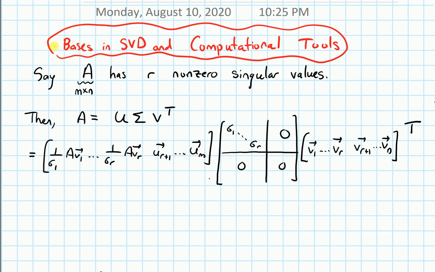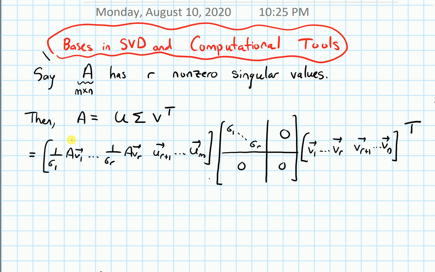In this video, we're going to talk about bases in the singular value decomposition and computational tools to help us find a singular value decomp. So let's say that A is an m by n matrix, and it has R non-zero singular values. Then when we write A in terms of its singular value decomposition as U sigma V transpose, we get something of this form.